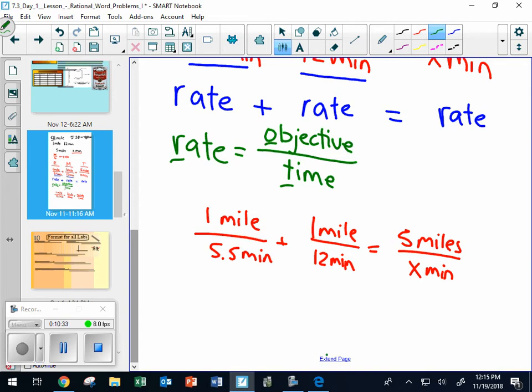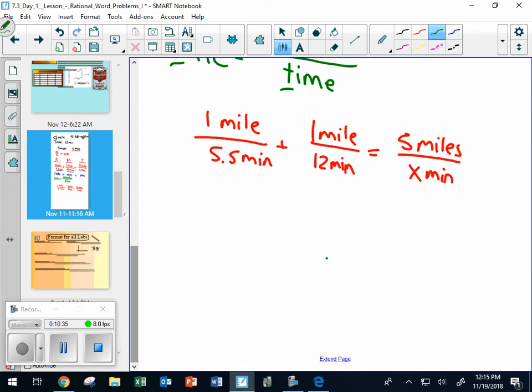What I'm going to do here is we have a 5.5 and we have a 12. If I wanted to add these two fractions, how would I add these two fractions together? That would be the first thing I would need to do. Adding fractions. What do you think, Greta? We do need a common denominator. If we need a common denominator, we have 5.5. What is that as a fraction? 11 halves? So this is like 1 over 11 halves.